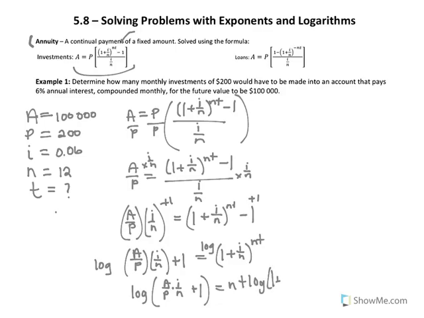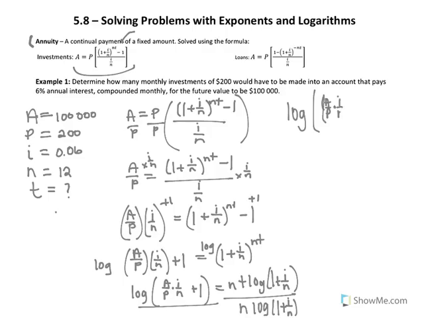log 1 plus I over n, and then I'm going to divide by n log 1 plus I over n on both sides. So what we're actually using for the formula is log of A divided by P times I over n plus 1, over n log 1 plus I over n, equals t.